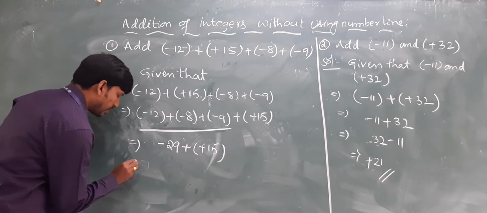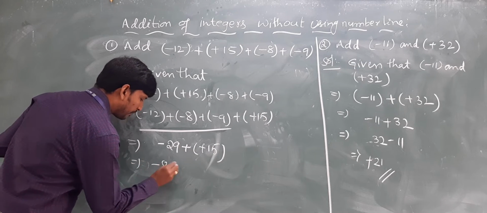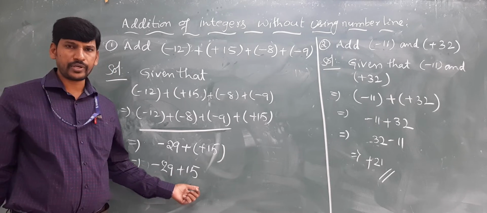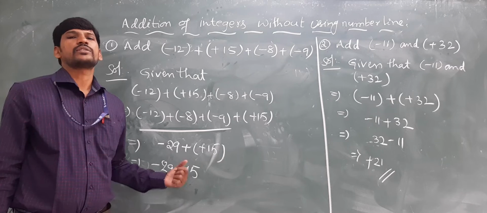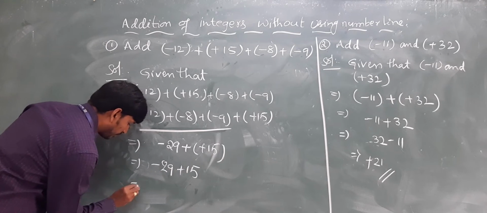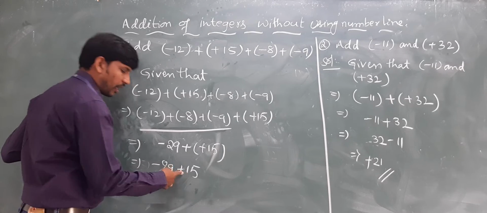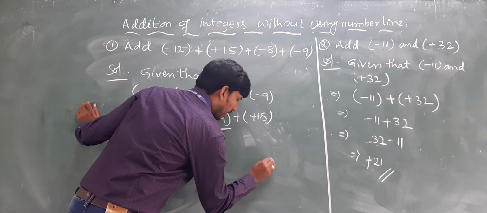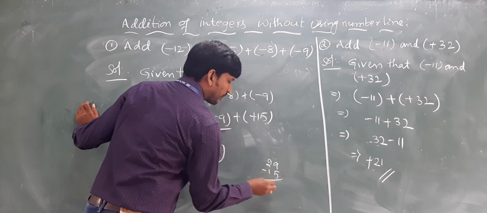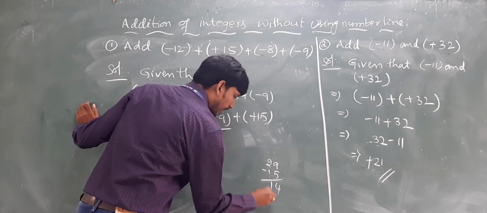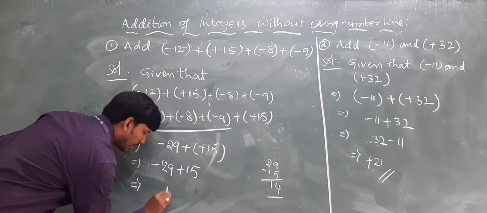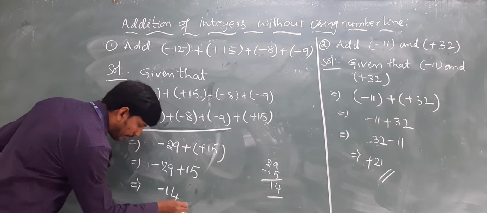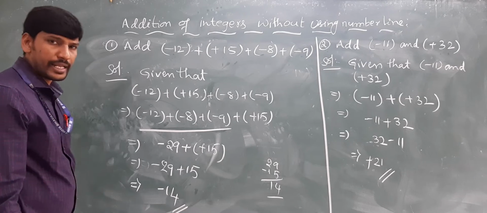Now, minus 29 plus 15. Observe this here, we got one negative, one positive. What are we going to do? We need to do subtraction. To do subtraction, the big value has negative, small value has positive, so the answer will be a negative integer only. So 29 minus 15 is equal to how much? 9 minus 5 equal to 4. 2 minus 1 equal to 1. So 14. See this here, you have to give the minus compulsorily. The answer will be minus 14.